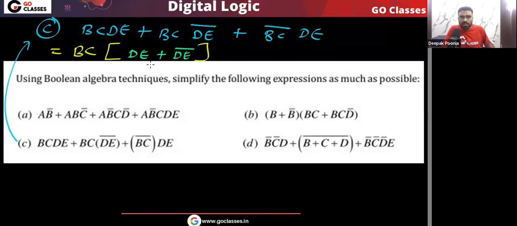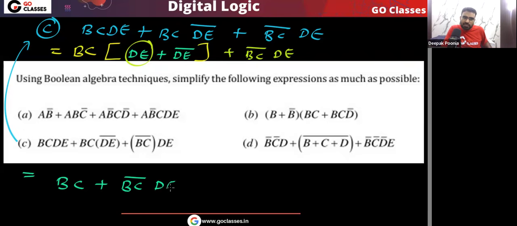Now notice, this is alpha. Alpha or alpha bar will be equal to 1. Alpha or alpha bar, that is going to be 1, right? So overall, this whole thing will become 1. Okay, already we have here BC whole bar DE. So finally remember, we got BC here or BC bar DE.